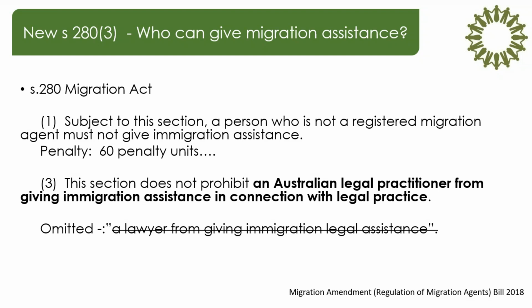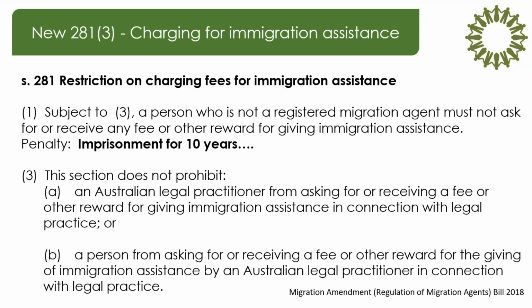So who can give immigration assistance? The new Section 283, subsection 3, ensures that an Australian legal practitioner can give immigration assistance without being required to register as a migration agent, as long as the giving of immigration assistance is in connection with legal practice. So that omitted that part of subsection 3 and replaced it with the Australian legal practitioner giving immigration assistance in connection with legal practice. New 281, there's a penalty of 10 years prison for a non-registered migration agent asking for or receiving a fee or reward for giving immigration assistance. The changes here mean that this doesn't apply for immigration assistance given by an Australian legal practitioner in connection with legal practice.